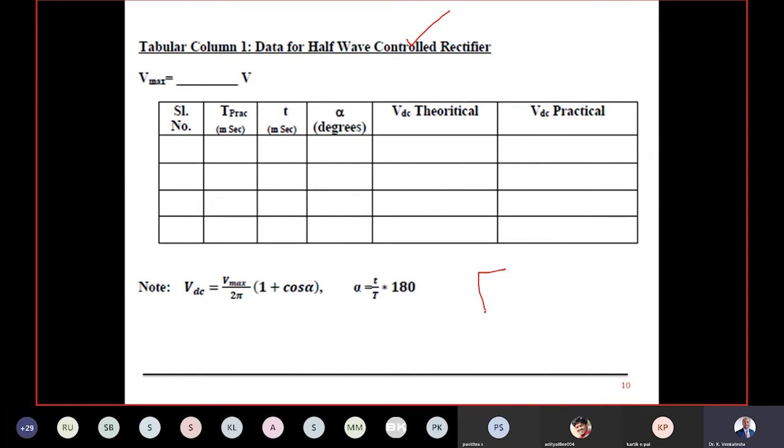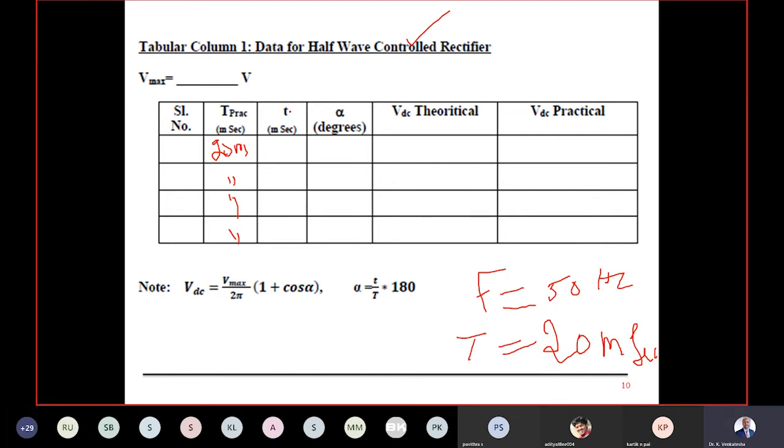So supply frequency f is equal to 50 Hertz as per Indian standards. The time period T is equal to 1 by f, which is precisely 20 millisecond. So my time period is 20 millisecond every time, the total time period. Small t is a variable t.